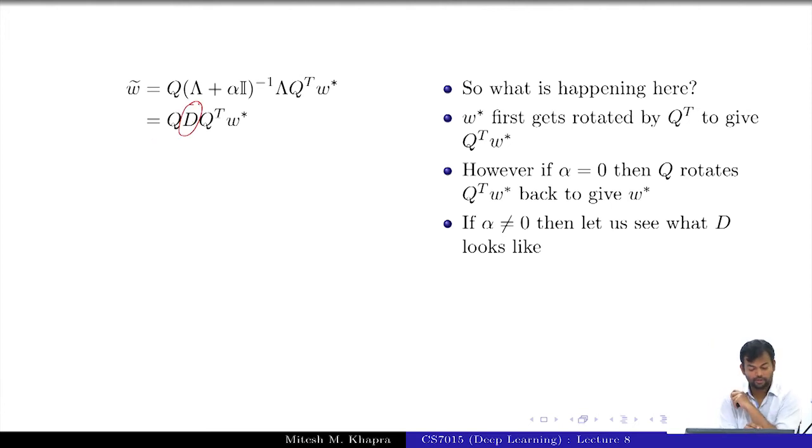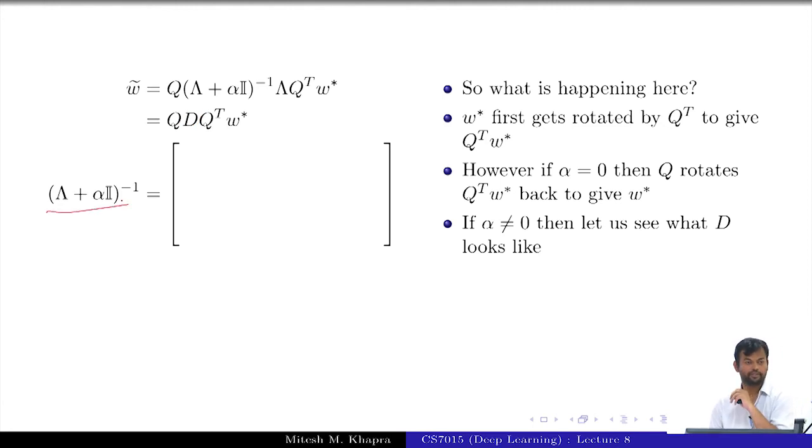So what is this matrix actually? It's a diagonal matrix. What are the diagonal elements? What is the first element in the diagonal? 1 by, everyone agrees with this? What's the second element? Okay, fine. And what's the other matrix that I have?